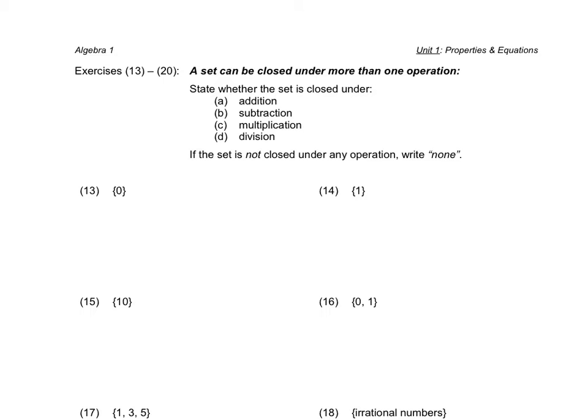So, the set of 0, is it closed under addition? Yes. 0 plus 0 is 0, right? What about subtraction? Also a yes. Multiplication? Yep. And division? No. And that's because 0 over 0 is what we call indeterminate.